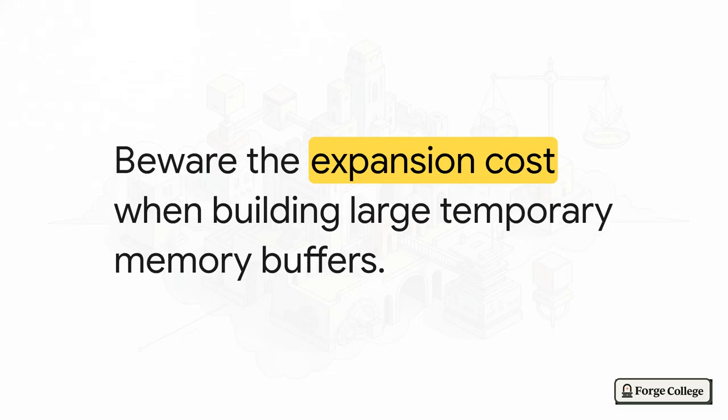If you're buffering an enormous data set, the gas required to allocate that temporary memory buffer might just eat up all the savings you gain from reducing your storage writes. So you're essentially walking a tightrope between minimizing storage and avoiding explosive memory costs.